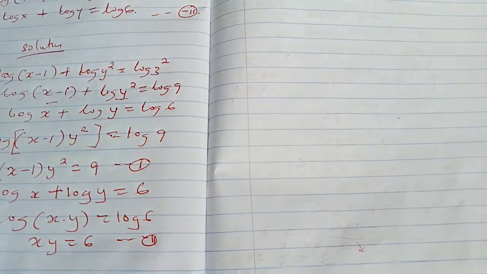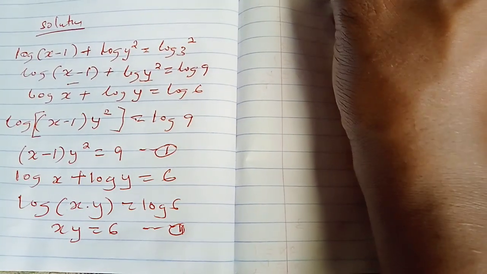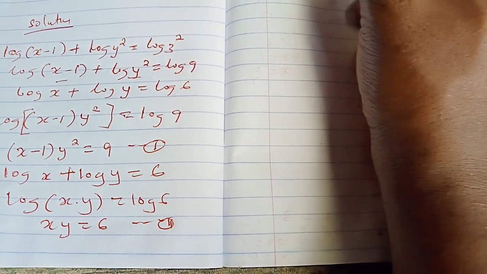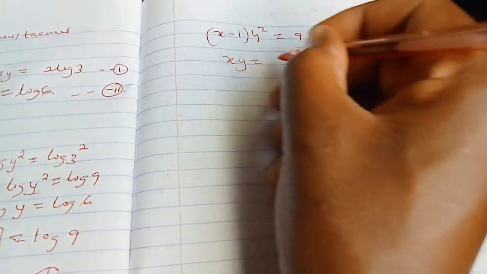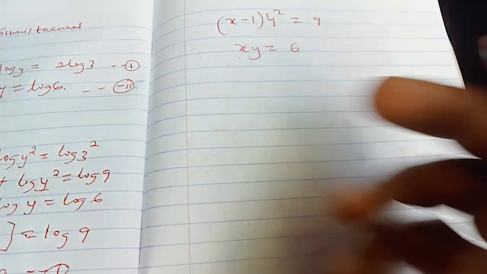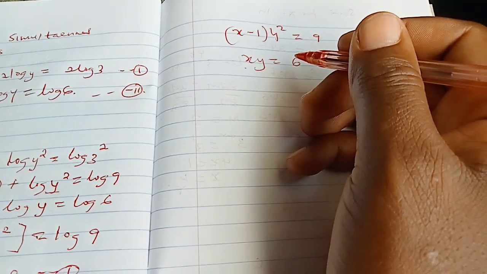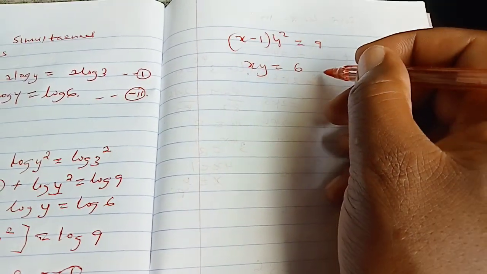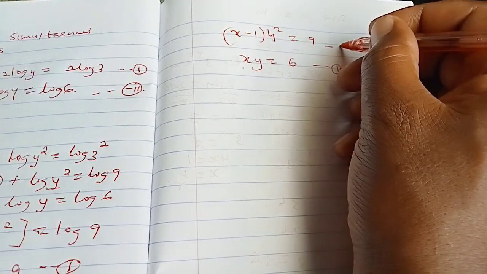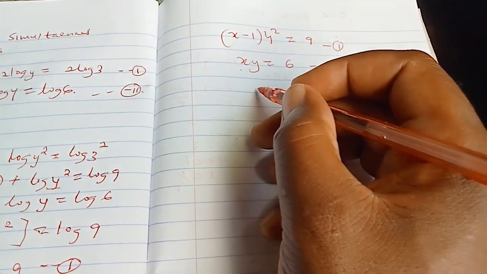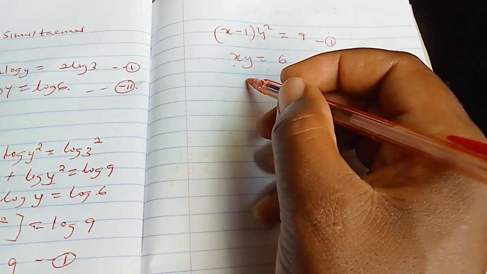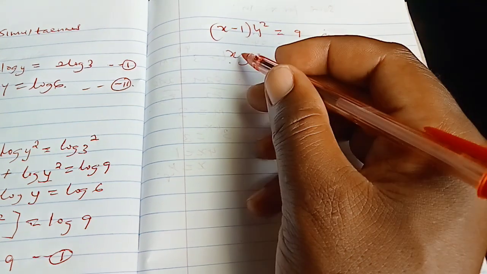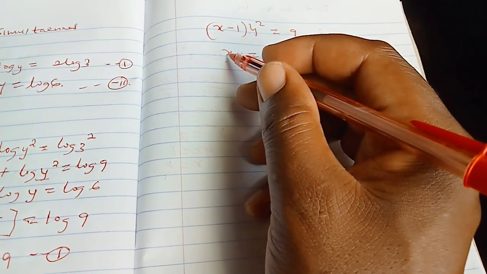So we have (x minus 1) times y squared equals 9, and xy equals 6, that means x times y equals 6. So this is a simultaneous equation involving quadratic equations. I'm going to look at the second equation and express one variable in terms of the other. Since here I have y squared, I'm going to square the y after expressing it. I'm going to first of all express y in terms of x.